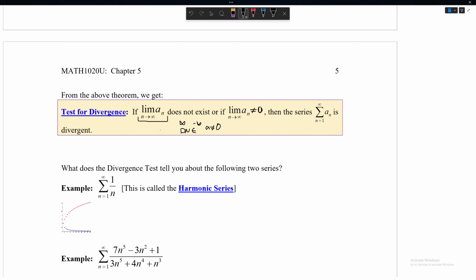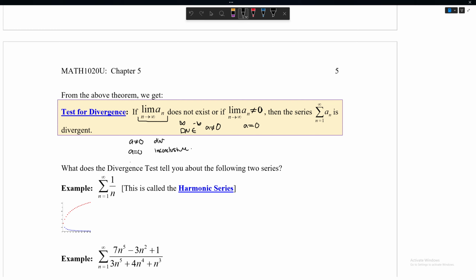This does not confirm convergence. So if your a does indeed equal 0, it does not mean it converges. It just means it doesn't diverge, but it doesn't mean it's convergent, right? So if your a does not equal 0, divergent. But if a equals 0, inconclusive.